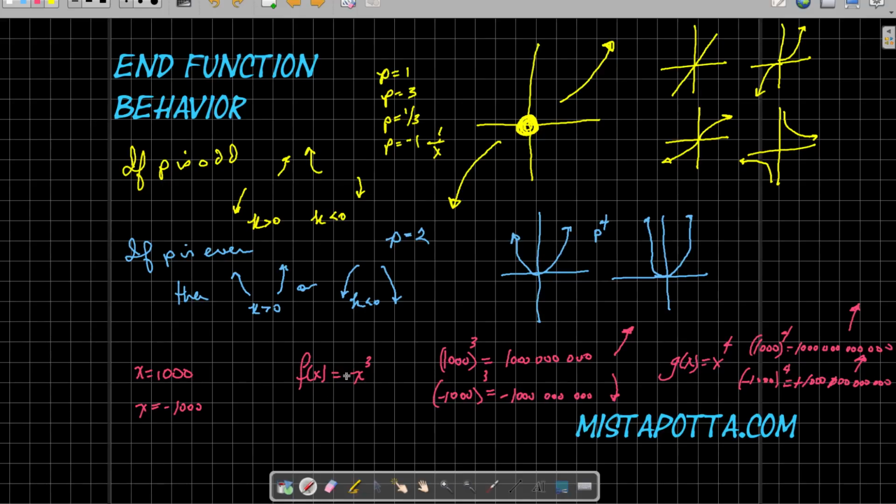Similarly, my odd functions are going to have the up-down behavior or the down-up behavior depending on the coefficient, depending on the sign in front. So we'll often be talking about end function behavior because it'll help me to do a rough sketch of my graph later on. And of course, we're familiar with parabolas having this type of behavior. If my lead coefficient a is positive, then my parabola opens upwards. If my lead coefficient a is negative, then my parabola would open downwards.